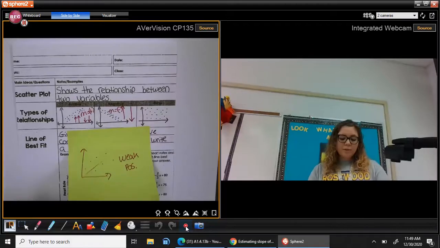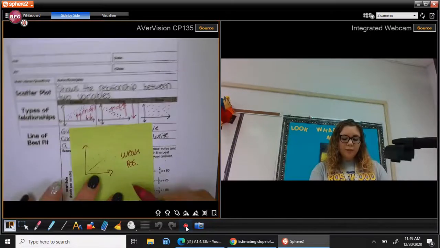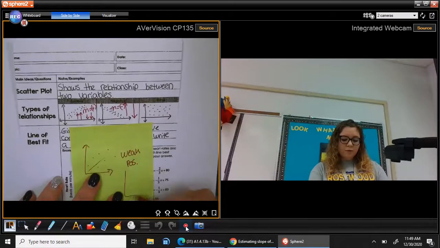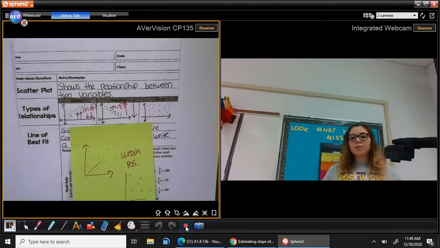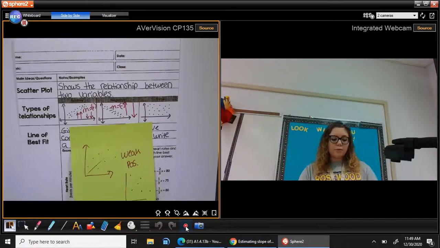And the same is true for the negative. If you have a weak negative, it's going to look something like that. They're still going in the negative direction, however, they're not close together.